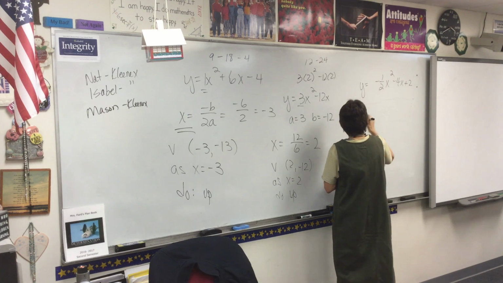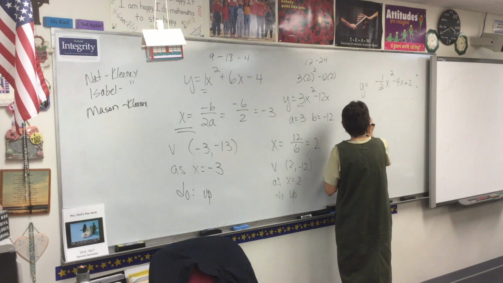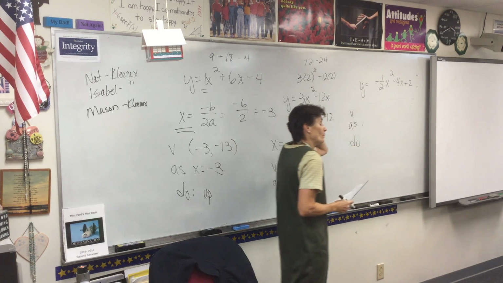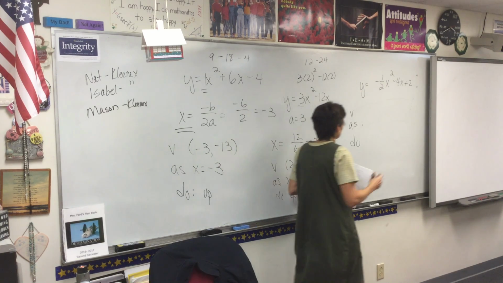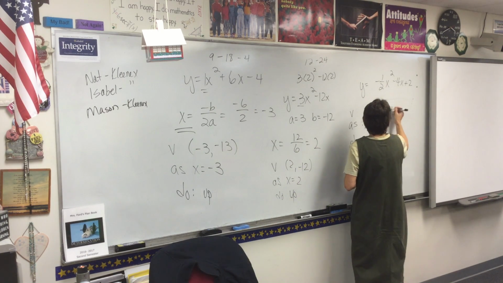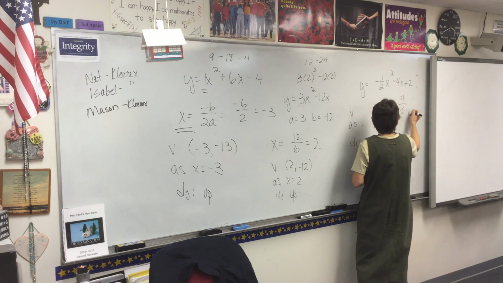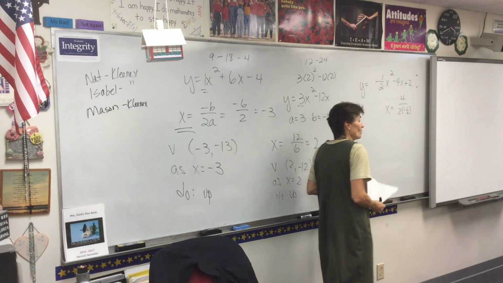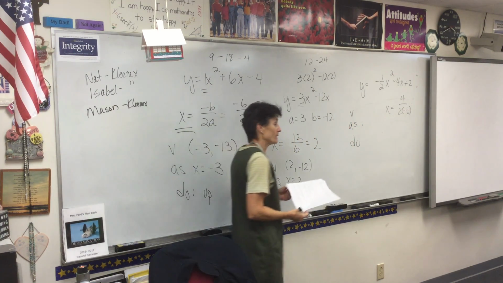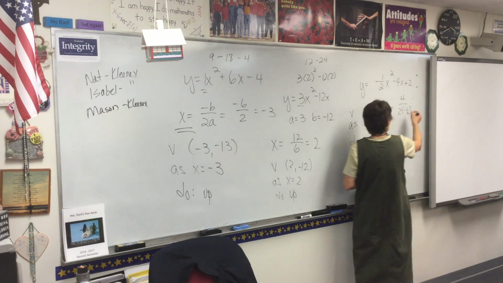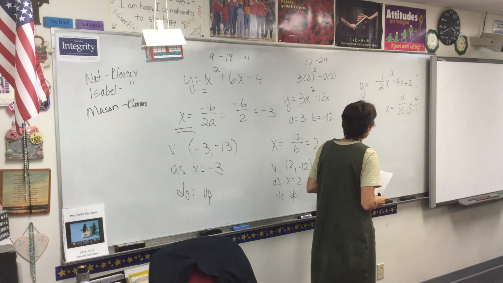Don't panic. I know there's a fraction. Doesn't matter. Nothing changes. We want to find the vertex and axis of symmetry. We're going to do x equals negative b over 2a. Now don't freak out. That's 1. What's 2 times negative 1/2? Negative 1. So negative 4 over negative 1? No, it's over 1, there's no negative.